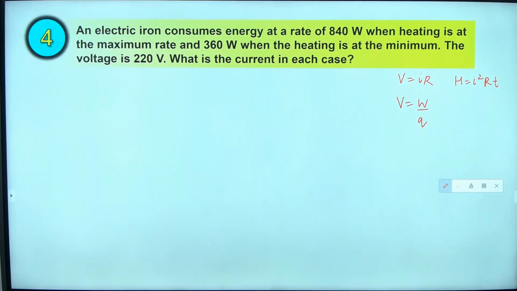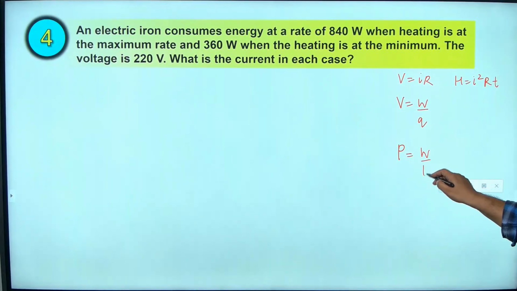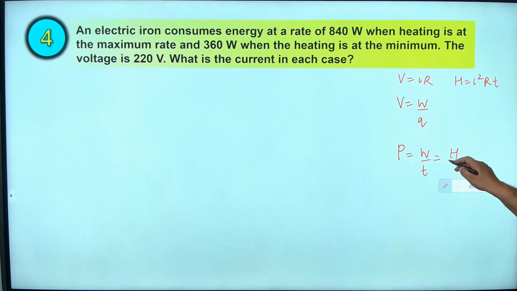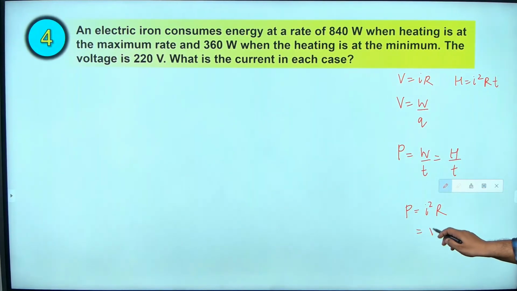In this case, power comes additionally. So power is what? Work done by time, or we can write energy by time. Both are the same only, because work done only is energy. And then if you see here, energy by time, H by T, it will become I square R. So I can write power formula is equal to I square R. Not only that, you can also write I is equal to V by R. So it will become V square by R, because R R will get cancelled.